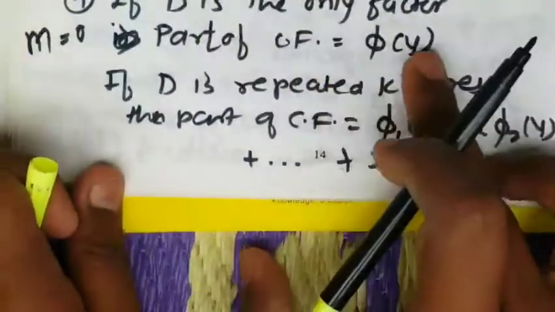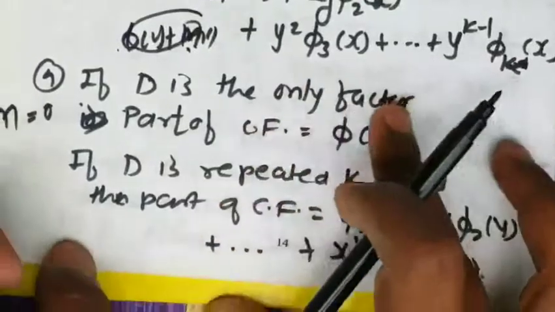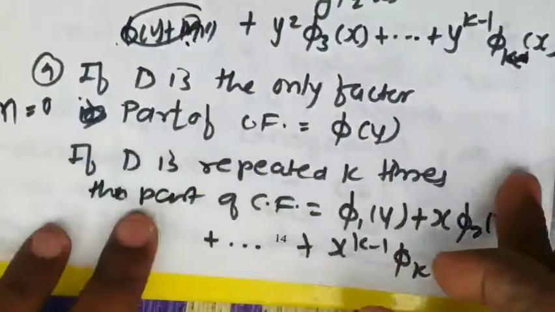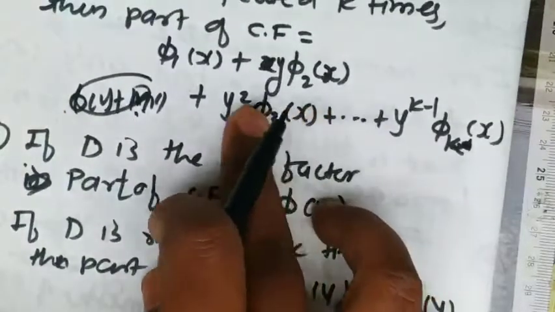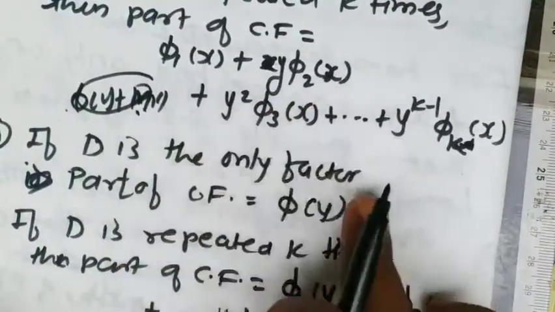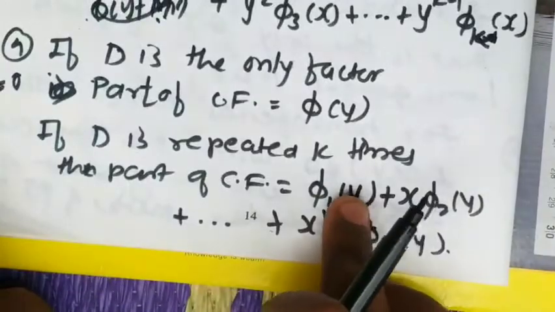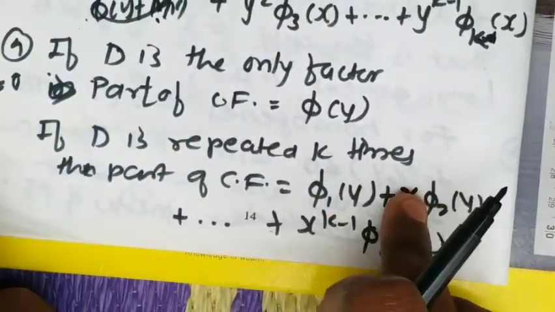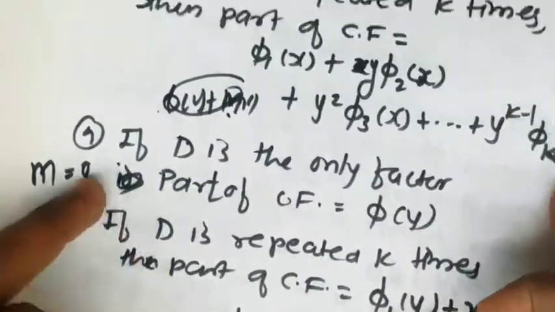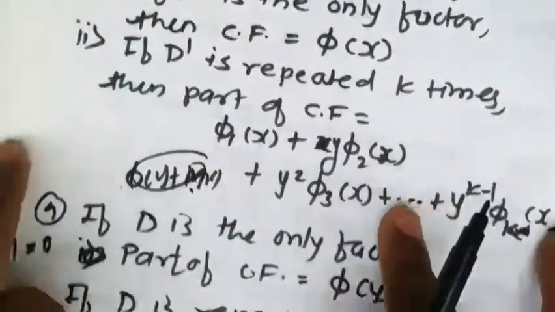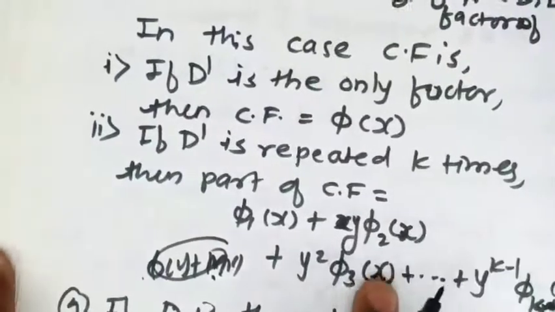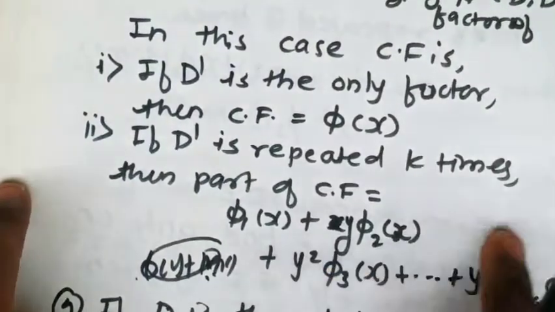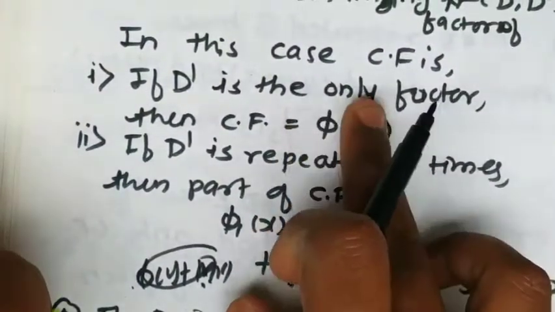So like that, you'll get only phi of y if d is the only factor, and if the d factor is repeated k times, you'll get this type of polynomial again. Only the change is, here y is inside and x is outside, here reverse happens: y goes in the bracket and x is outside. Whenever d is the factor, as opposed to d dash, the reverse happens: x goes inside the bracket and y is outside. Fine. It depends upon how many times it is repeated; accordingly, we are going to multiply. If it is not repeated, then simply phi of x we take.